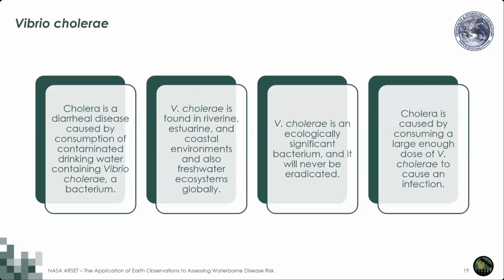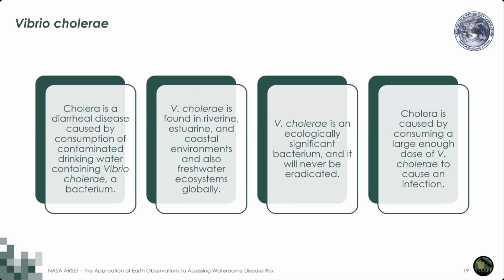Specifically, it is found in riverine, estuarine, and coastal environments, as well as certain freshwater ecosystems, depending on the salinity content of the water. Vibrio cholerae typically is found in waters of salinity profiles of about 5 to 25 parts per thousand, which is considered the optimal range for them, with estuarine salinities of around 15 parts per thousand being much more optimal.